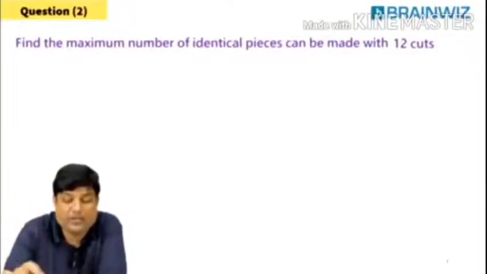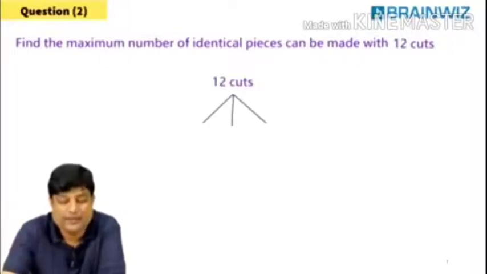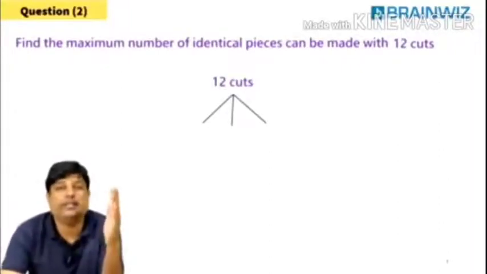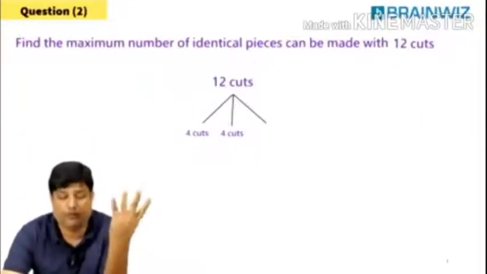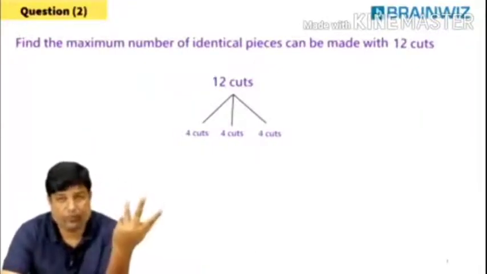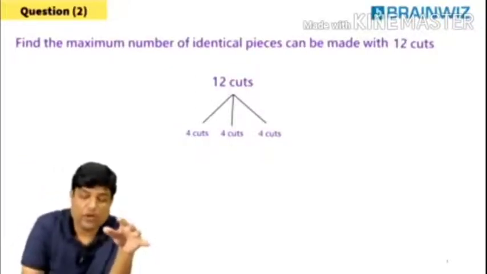Now let me ask you a very simple one. Once again I am teaching you. Let's try to have 12 cuts. Whenever you have 12 cuts, you have to maintain equality. How much on the x-axis? 4. Y-axis? 4. Z-axis? 4. These are the cuts. These are not pieces.